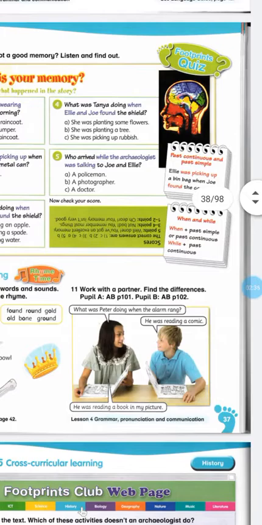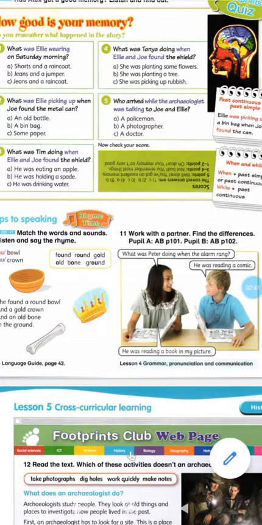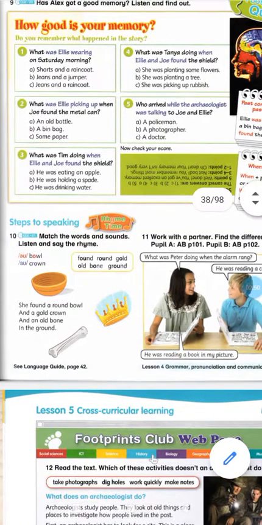Question number 3. What was Tom doing when Ellie and Joe found the shield? Yes. Excellent. He was drinking water. Tom was drinking water when Ellie and Joe found the shield.